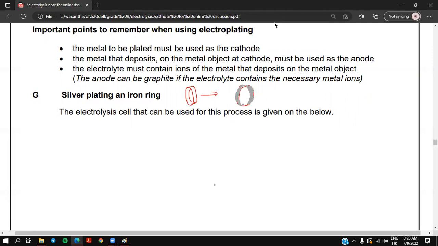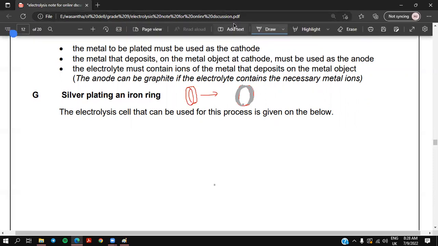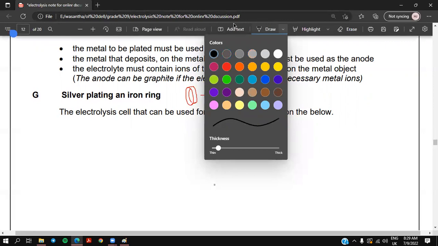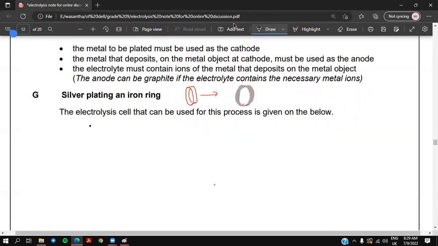I suppose I want to make an iron ring or any object silver plated. How are we going to do it is my question now. Here, the electrolysis that can be used for this process is given below.